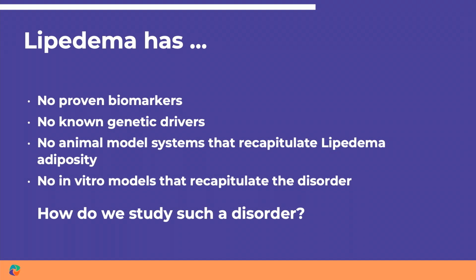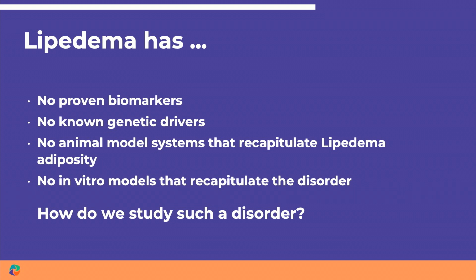And this audience, I do not need to point out that there are no proven biomarkers for lipedema. There are no known genetic drivers, although we know that it does run in families. There are no animal model systems that recapitulate lipedema adiposity. Now, there are for obesity. So lipedema is different, but there are no animal models that capture lipedema phenotypes. There are no in vitro models, meaning there are no cell culture systems or tissue engineering systems or ex vivo systems that capture the properties of lipedema.